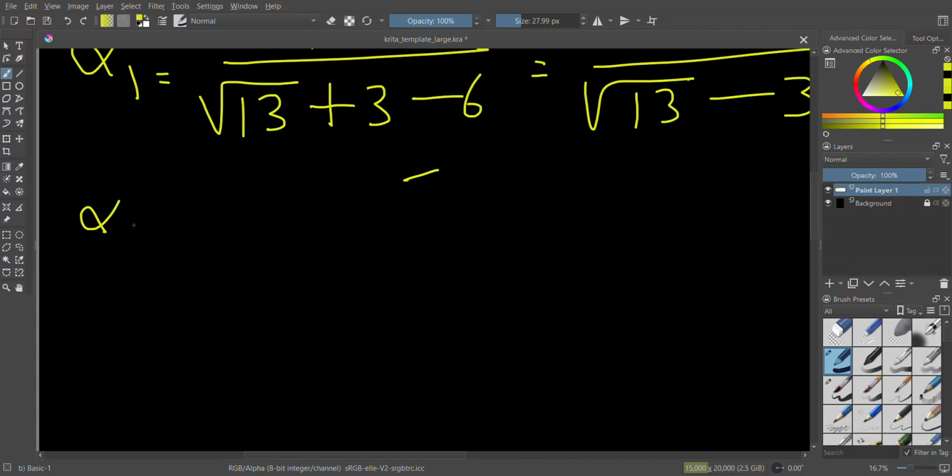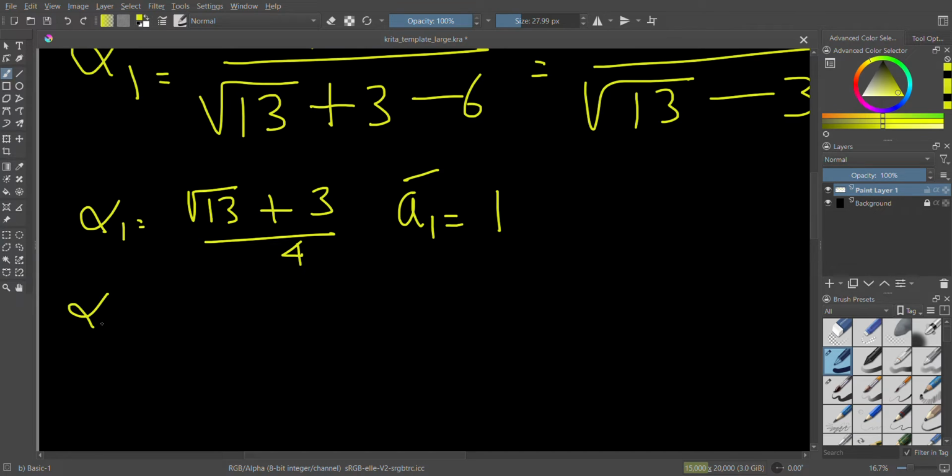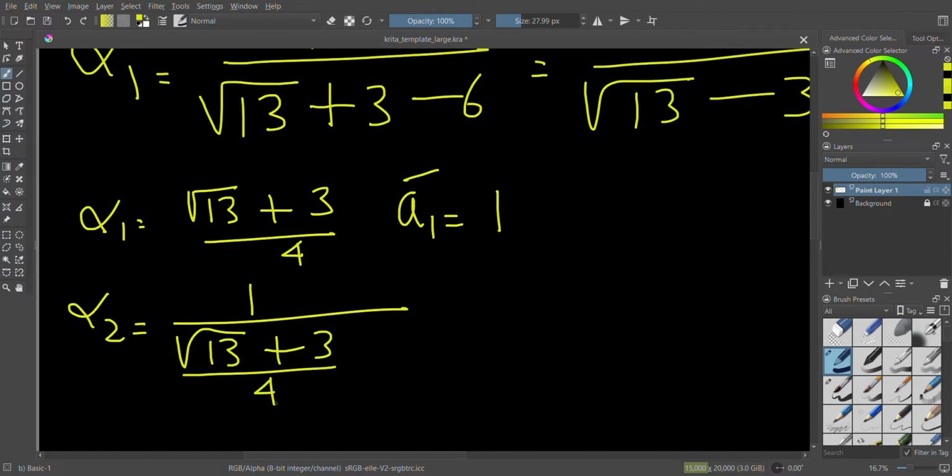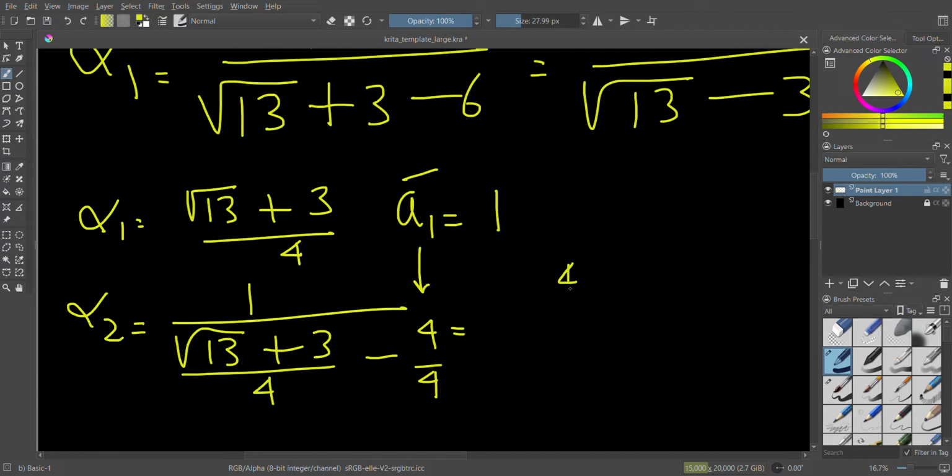So our alpha 1, we said, was square root of 13 plus 3 divided by 4. And this is like 6 over 4, so the A1 is 1. Then our alpha 2 is going to be 1 over square root of 13 plus 3 over 4 minus 4 over 4. That's the 1, right? And that becomes 4 over square root of 13 minus 1. And that's our alpha 2.